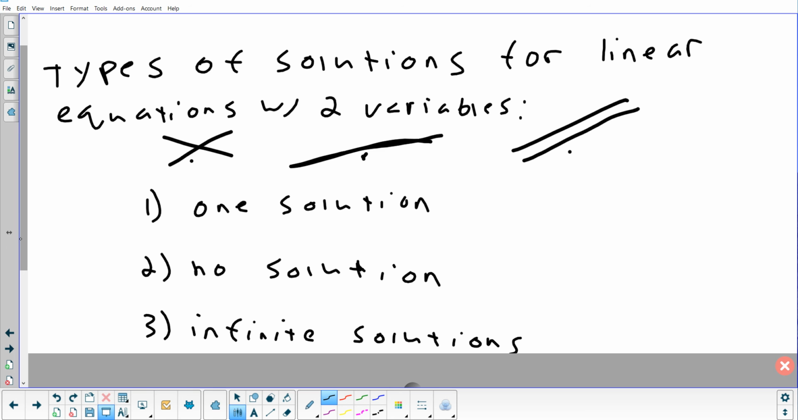Actually, they're in that order. One, infinite, and none. Infinite's kind of hard to show.